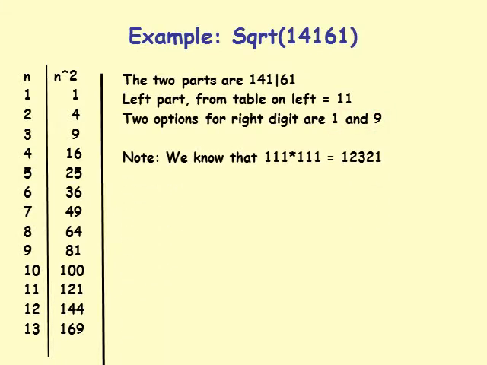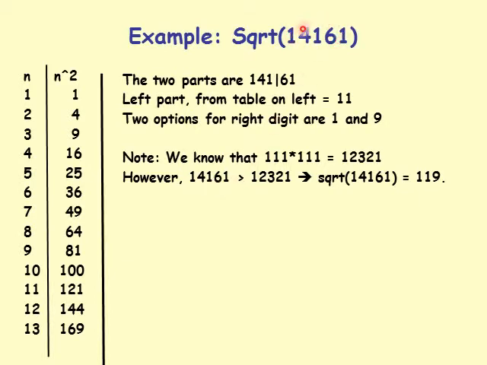Let's continue here. We know that if 1 was the answer digit of choice, then we would have 111 times 111, which is 12321. And which is not the same as 14161. However, 14161, the one we are looking for, is larger than 12321, and so the square root of 14161 must be 119, not 111.